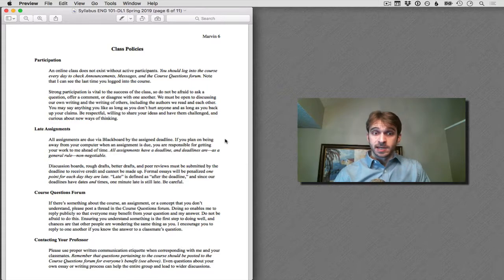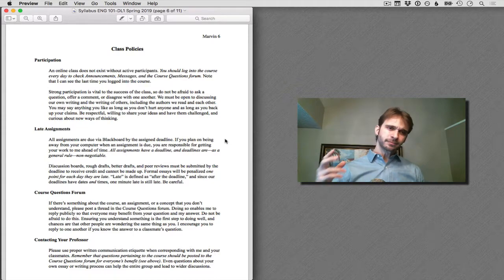So, about the formal essays. Formal essays will be penalized 1 point for each day they are late. I used to have a zero tolerance late policy when it came to essays, but if I did that, several students would get zeros on the first paper, and if you get a 0 on the first paper, it's kind of hard to come back from that. So, I do minus 1 point per day.